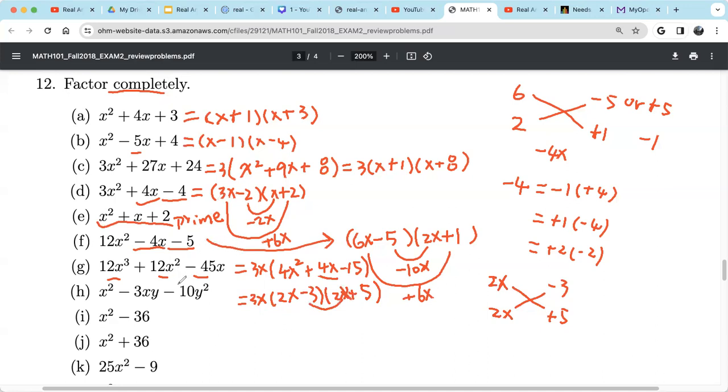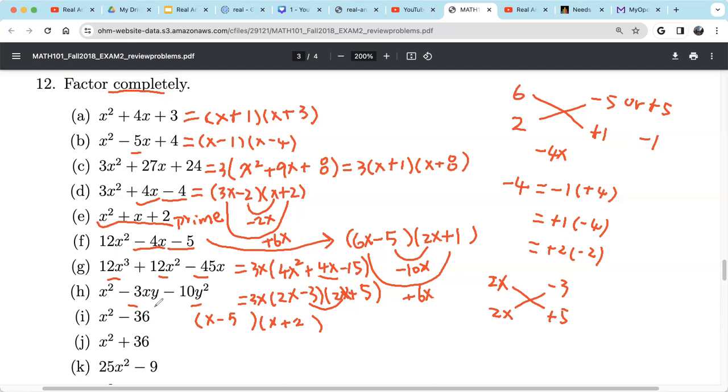Well, let's see h. In h, you have two variables, x and y. Well, let's forget about the y term for a moment. Just think about negative 10. Two factors of negative 10 that add up to negative 3. Well, that's obvious. x minus 5 and x plus 2, right? Because negative 5 plus 2 gives us negative 3, gives us the middle term.